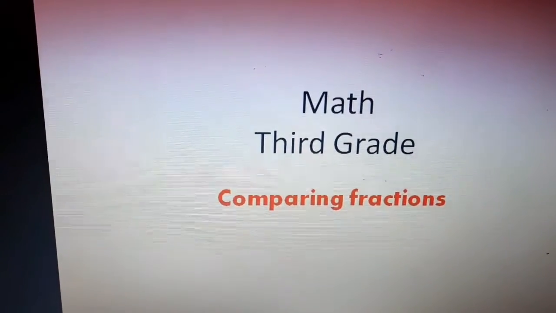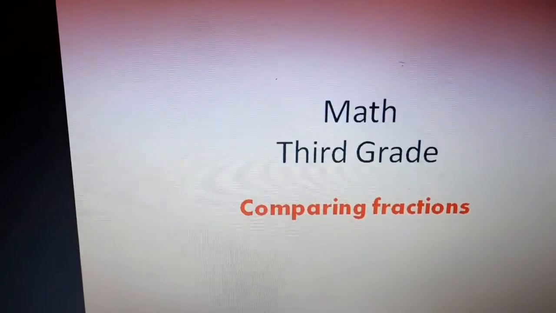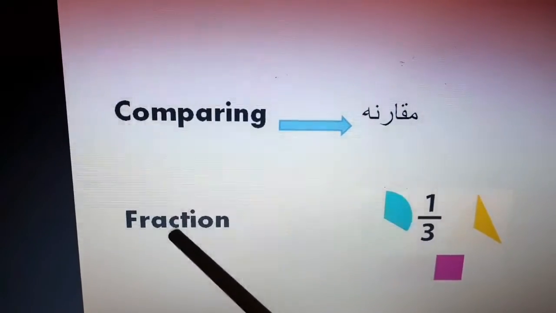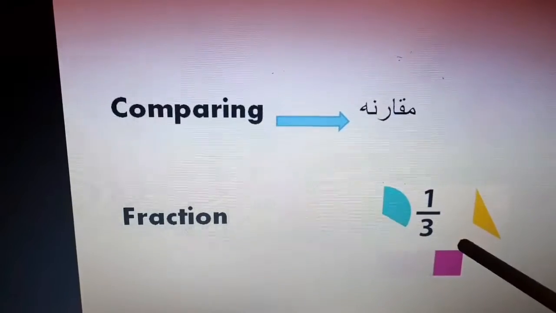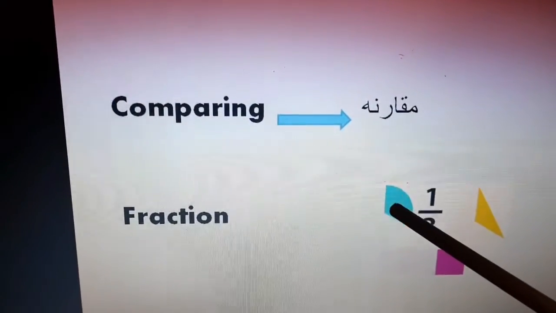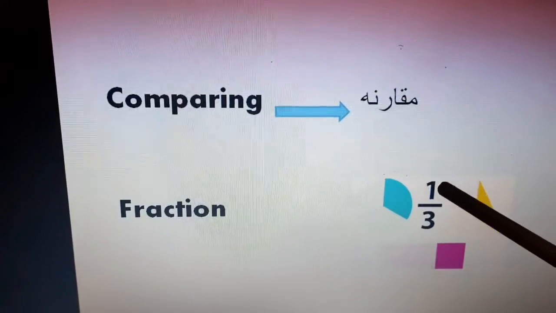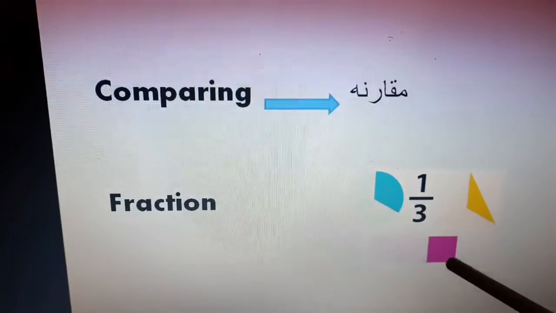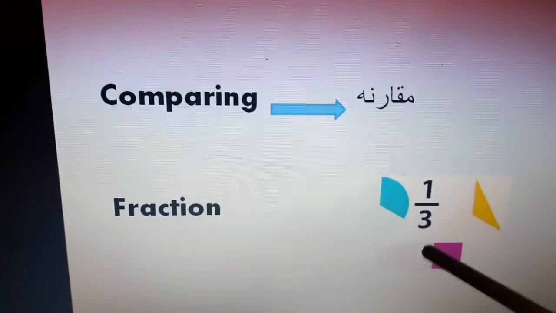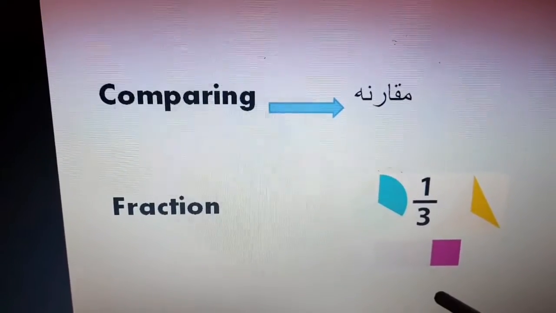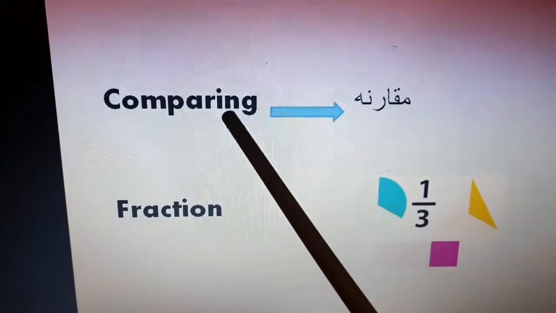Today in math class for 3rd grade, the lesson is comparing fractions. We talked before about fraction. Fraction means الكسر. Look at this shape to review about fraction, please. We have only one colored part and we have 3 total parts. So we can write fraction as 1 out of 3. Here, we have only one colored part and here we have 3 total parts. So we can write 1 out of 3. This is a fraction. Today we'll talk about comparing.